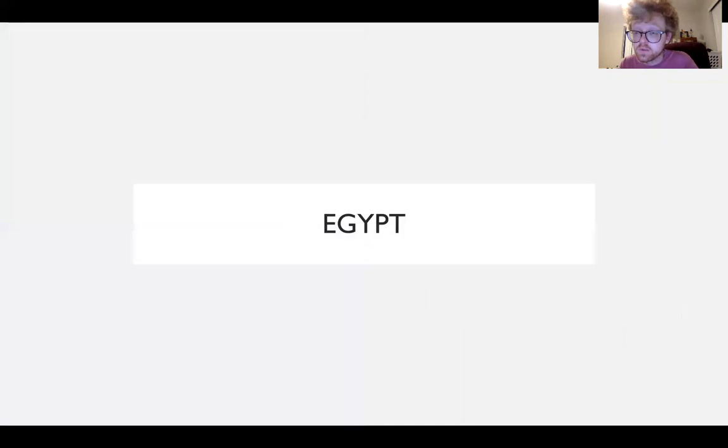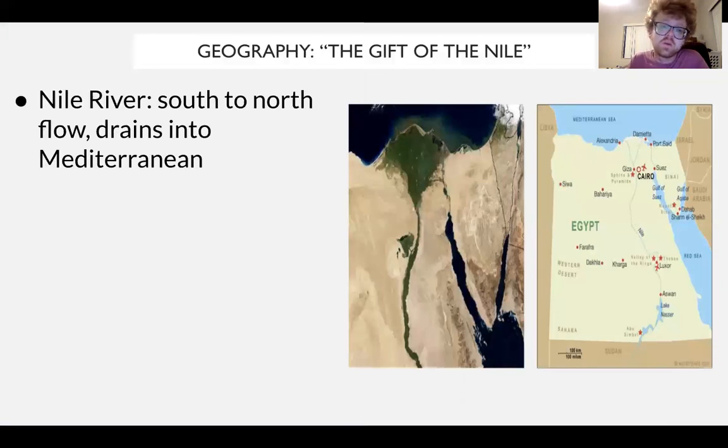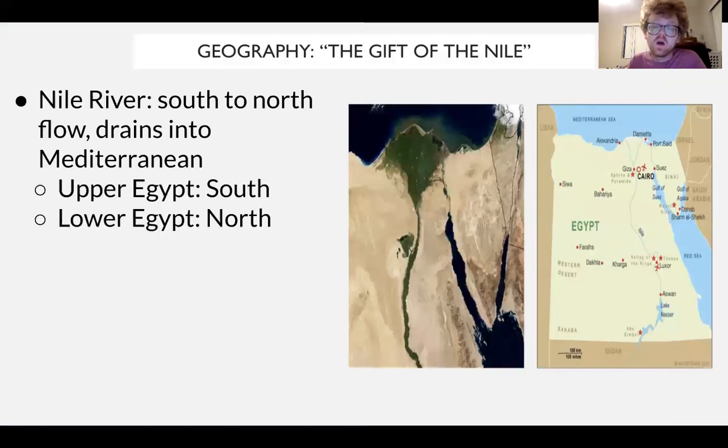Let's look at the thing I was obsessed with in 6th grade, Egypt. Well, Egypt is also, much like Mesopotamia, going to develop along a river, in this case, the Nile River.